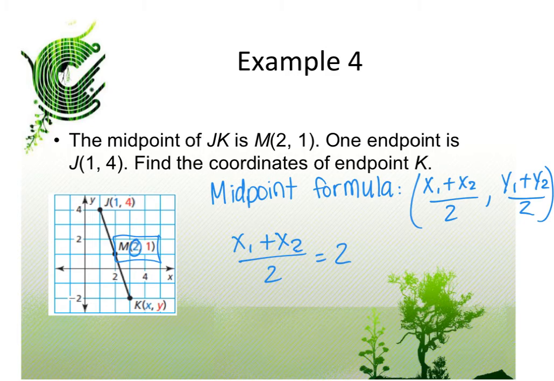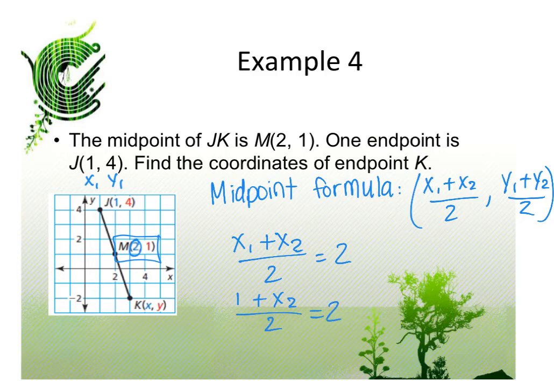Now, why do we do that? Because we are going to know what x1 and y1 are, and then we can solve for x2 and y2, the second coordinate. So let's go ahead and get that started. x1 is 1, so (1 + x2)/2 equals 2.